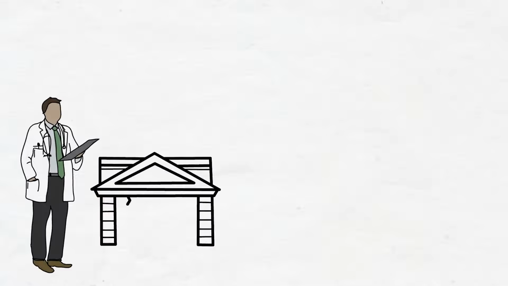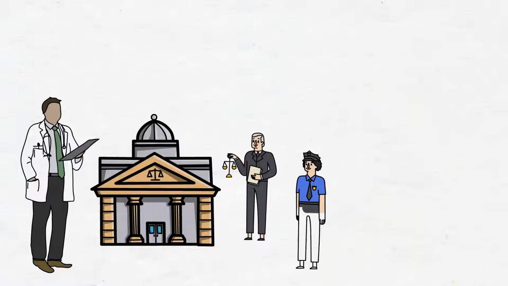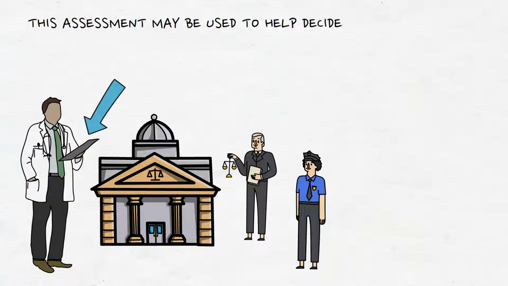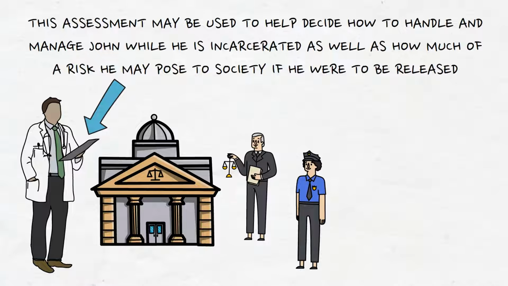The psychologist informs the court and other relevant parties, including John's defense lawyer and the prison staff, of the results of the evaluation. This assessment may be used to help decide how to handle and manage John while he is incarcerated, as well as how much of a risk he may pose to society if he were to be released.